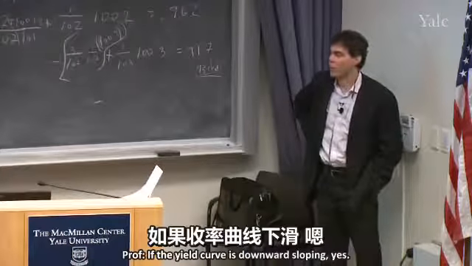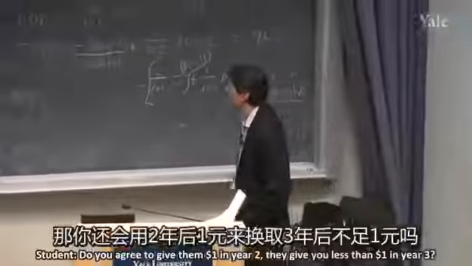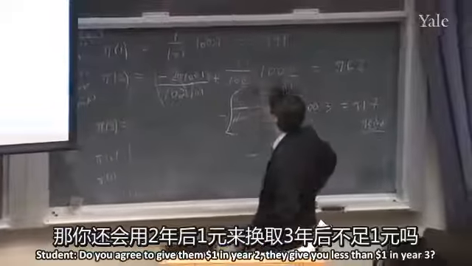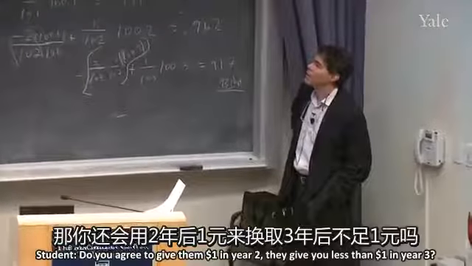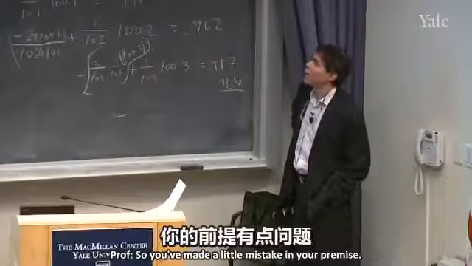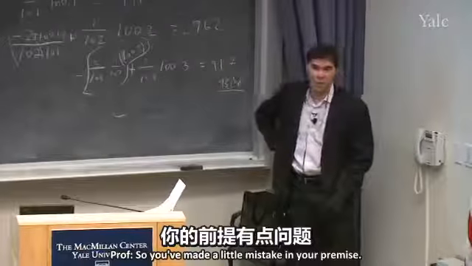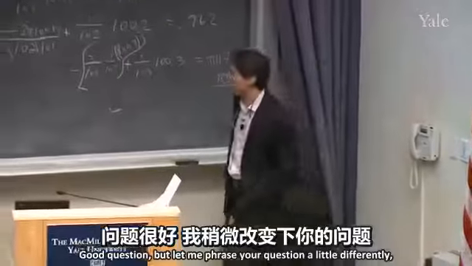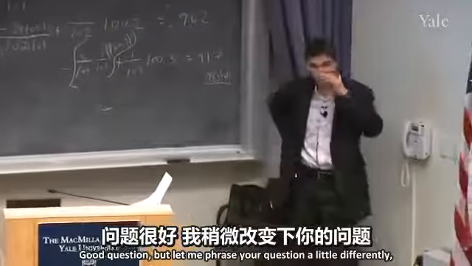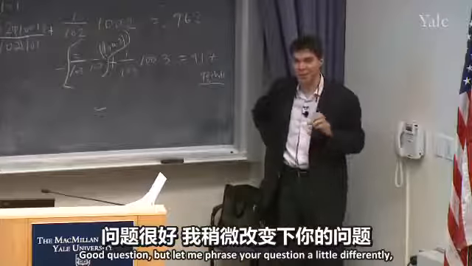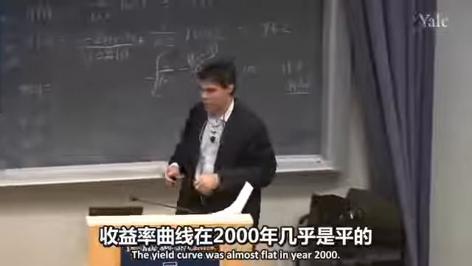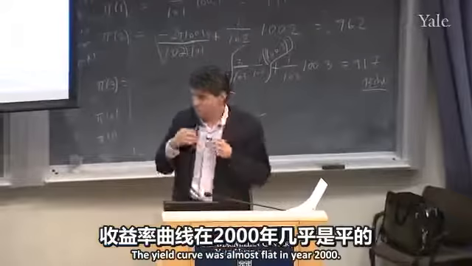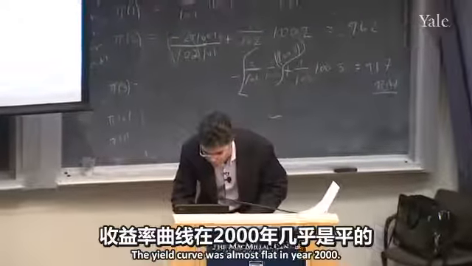If the yield curve is downward sloping, yes. You get less money if you agree to give them $1 in year 2, they give you less than $1 in year 3. Okay, so you've made a little mistake in your premise. So good question, but let me phrase your question a little differently so you see the answer to it. The yield curve was almost flat in year 2000.